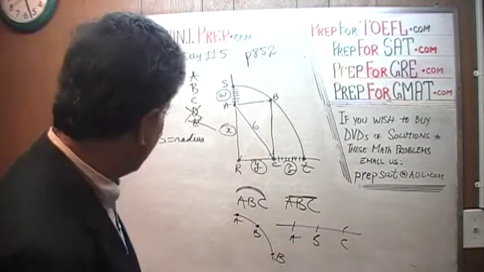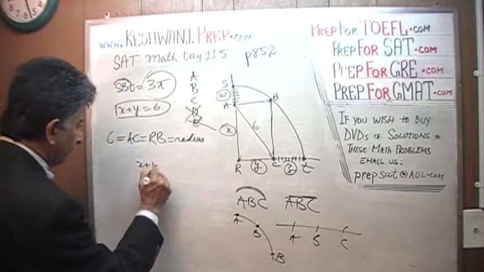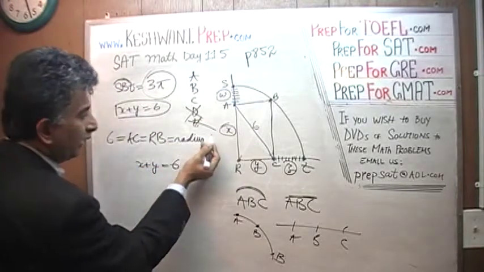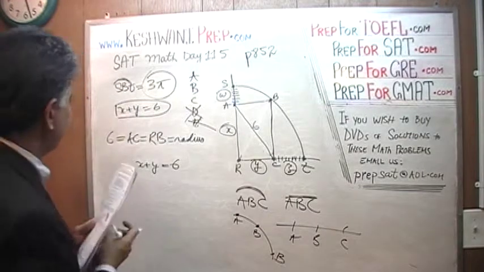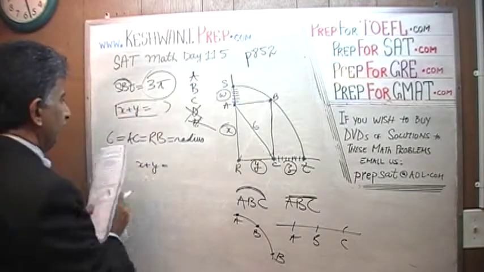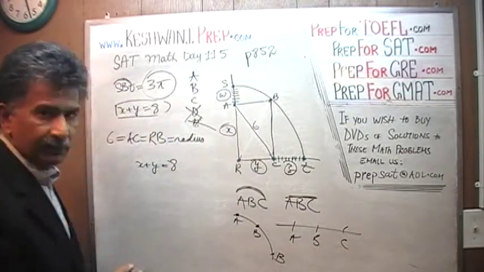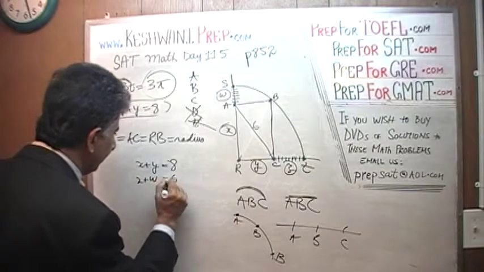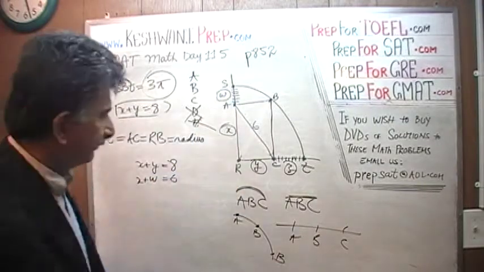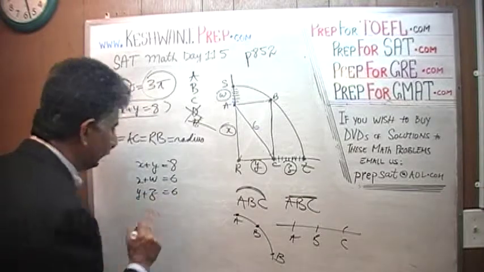You understand? And we have three equations. The three equations are right here. X plus Y we know. We know now that length plus width is 8, not 6. Length plus width is 8. We also know that X plus W, which is the radius, is 6. Similarly, Y plus Z is also 6.